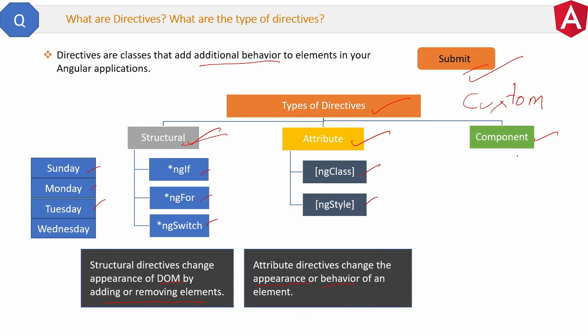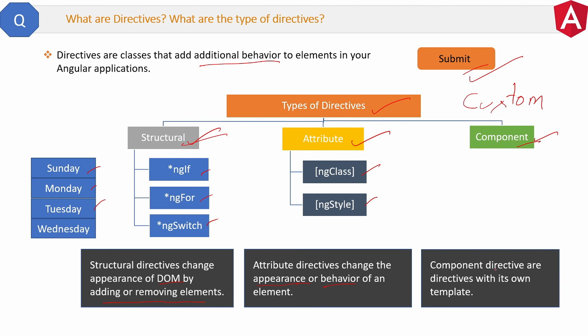Then the last one is component directives. Component directives are the directives with its own templates. It means all the components where you have the HTML template are the types of directives only. So component is a type of directive only. This is the most used directive because components are used to display the first view. So this is the basic understanding of the directives.